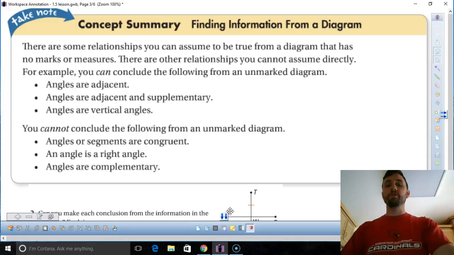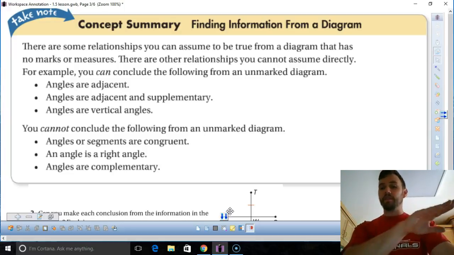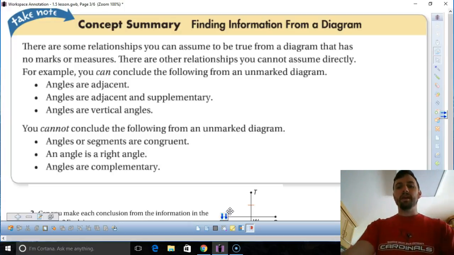So if you have a picture, you can tell they're adjacent. You can tell they're supplementary if they form a line. And you can tell if they're vertical. Now if it's not marked, you cannot always tell they're congruent. You can't tell it's a right angle unless it's marked. They'll put a little box there. And you cannot tell they're complementary unless it's marked as a right angle. All right?